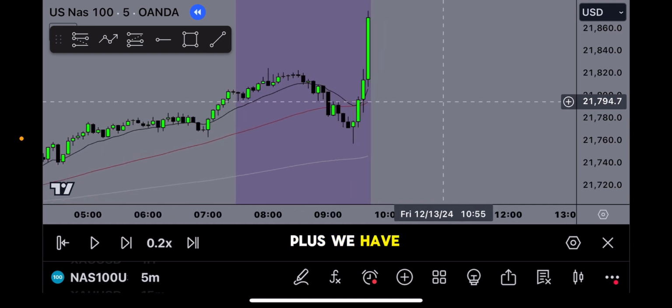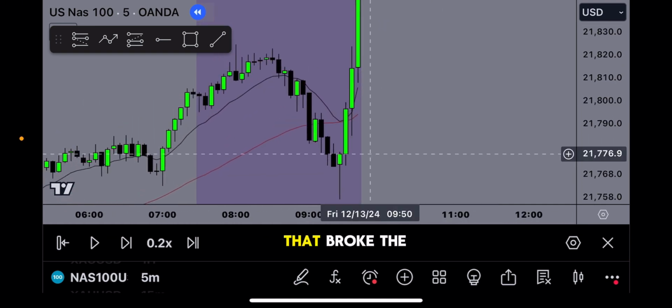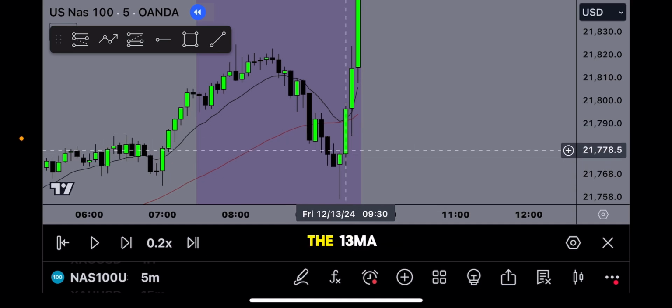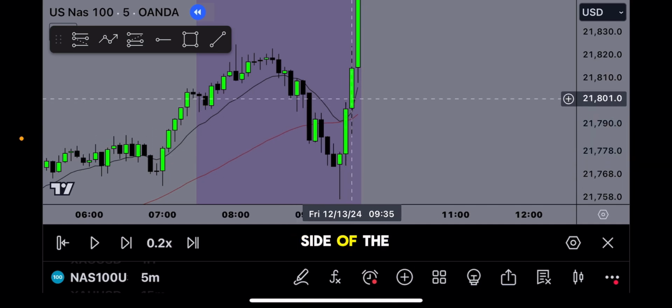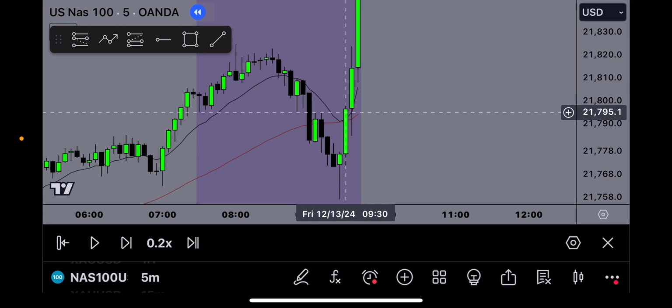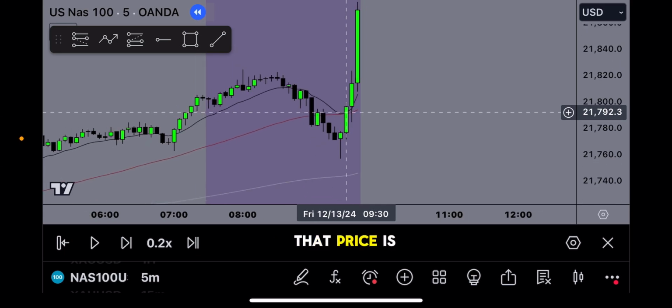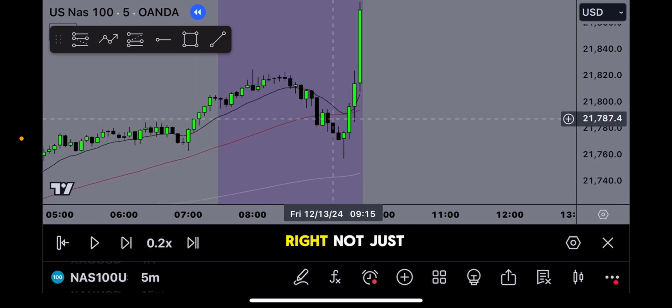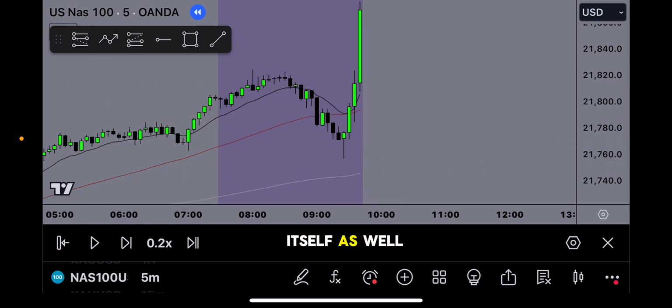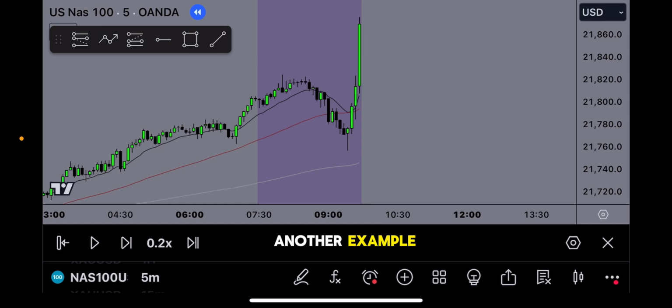Plus, we have a momentum candle that broke the 3 MA, the 13 MA, from one side of the line to the other side of the line and closed above, giving us strong momentum and an indication that price is bullish, right? Not just by price action or the 3 MAs, but the candle itself as well. Let's go to another example.